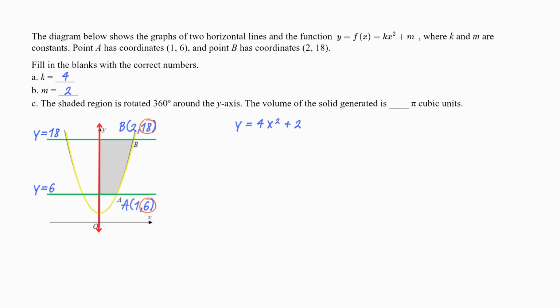Now let's start rewriting our function. y = 4x² + 2. First, let's isolate the term with the x, so we subtract 2 from both sides. Now we have y - 2 = 4x². Next, we need x² by itself, so we divide the entire left side by 4. This gives us x² = (y - 2)/4.